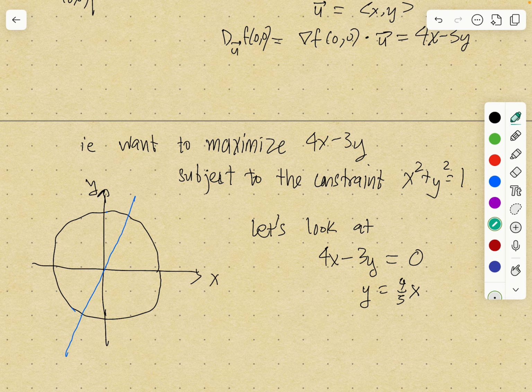So what does that tell you? What do we know about the intersection points here and here? We know that at these points, 4x minus 3y is equal to 0. This is the line 4x minus 3y is equal to 0. So we know at these points in blue, 4x minus 3y is equal to 0. Now what about 4x minus 3y equals 1?